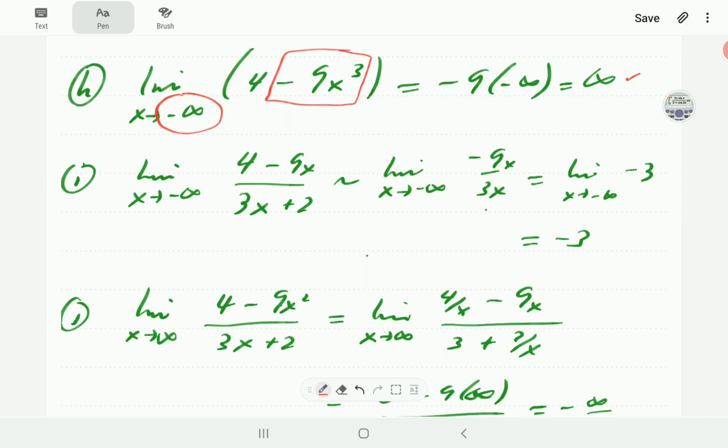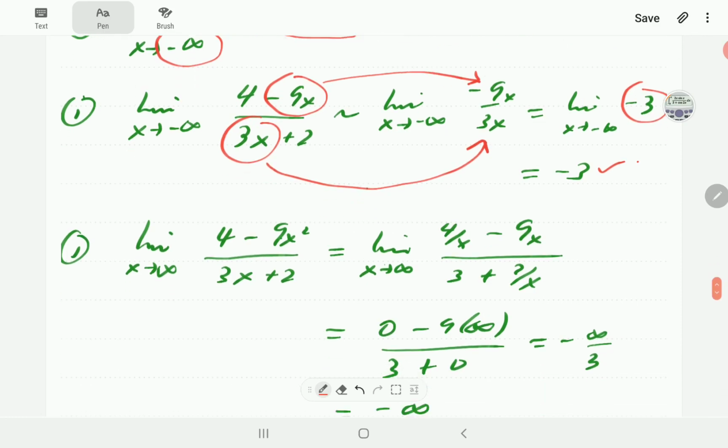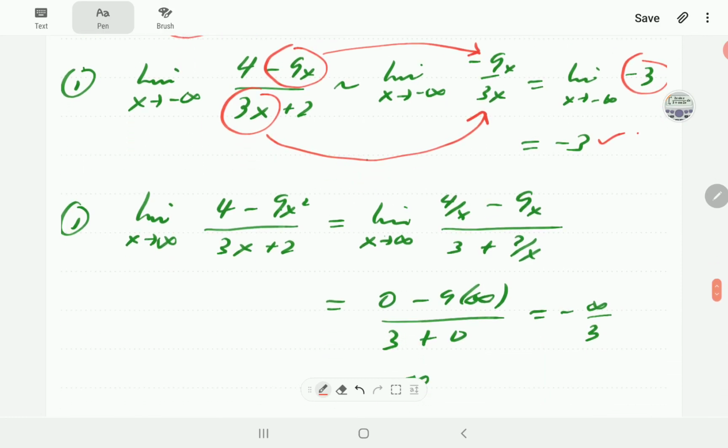For I, as x goes to negative infinity, the numerator is dominated by negative 9x, denominator is dominated by 3x. That simplifies to minus 3, so that tells us that that limit is going to go to negative 3.